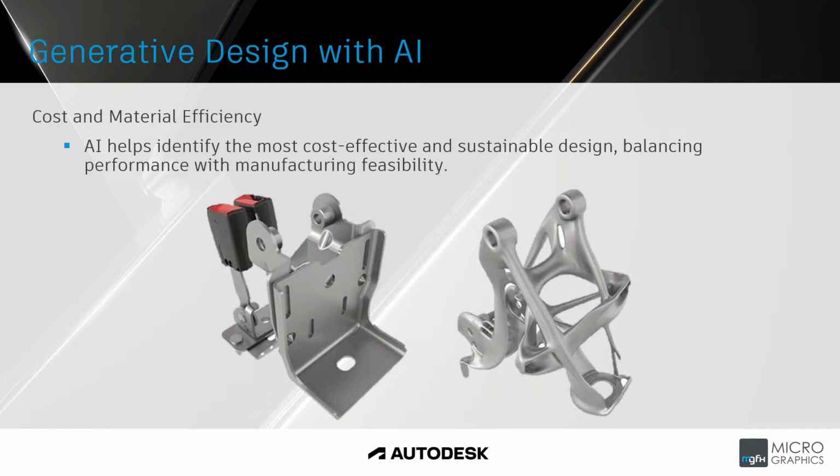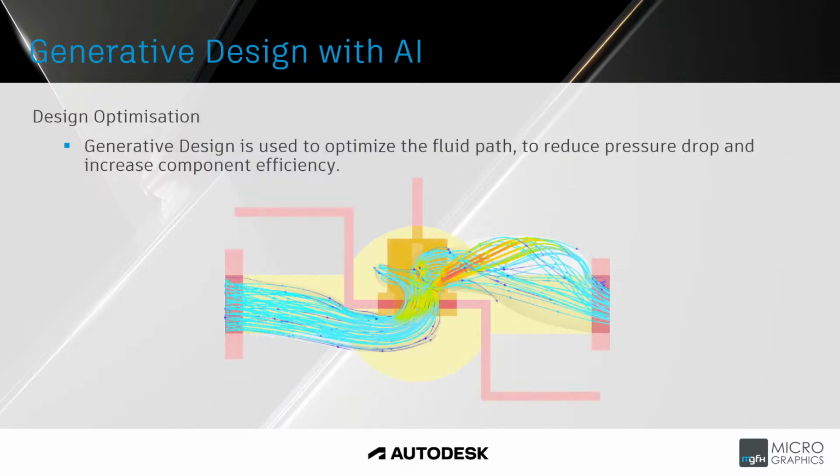What we'll do is we'll move into the fluid side next, and then we'll go through some examples, some basic examples of the process. So having a look at design optimization for fluid flow, we see here that generative design can be used to optimize the fluid path, as I mentioned, through a component to reduce pressure drop and essentially increase the component efficiency.